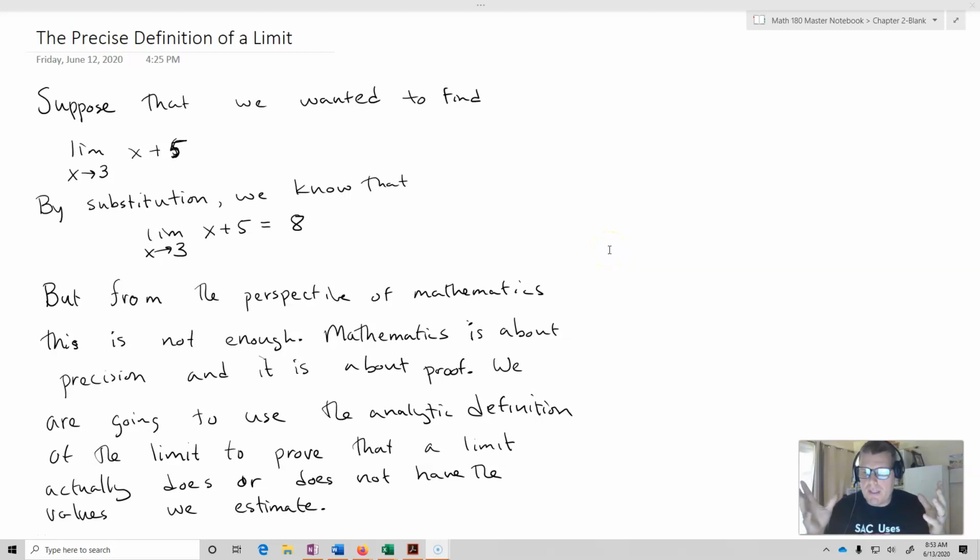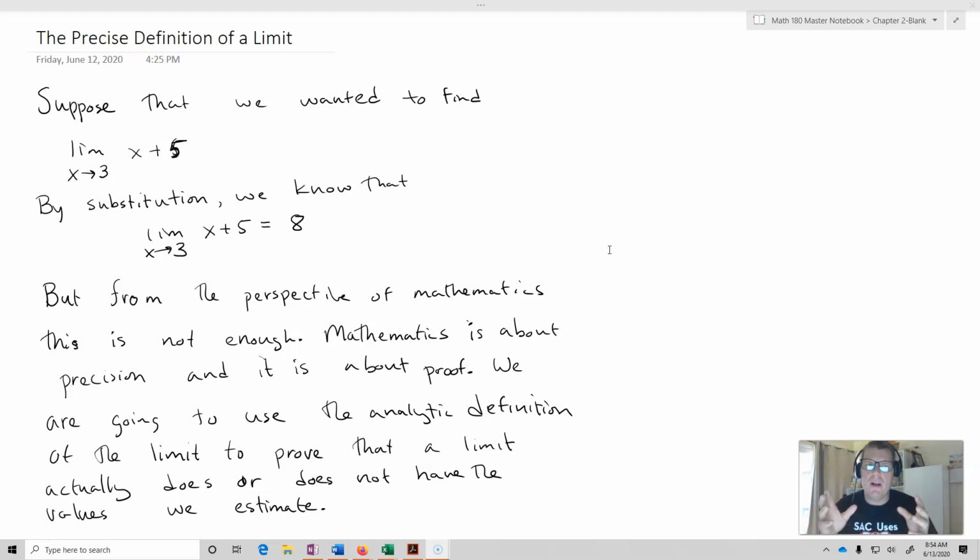So now that we've talked a bit about this intuitive definition of a limit, what I now want to talk about is what we might call a more precise definition of a limit, an analytical definition of a limit. This is where we really start to get deep into mathematics, because this is the first opportunity for us to really talk about proof and strict definitions.